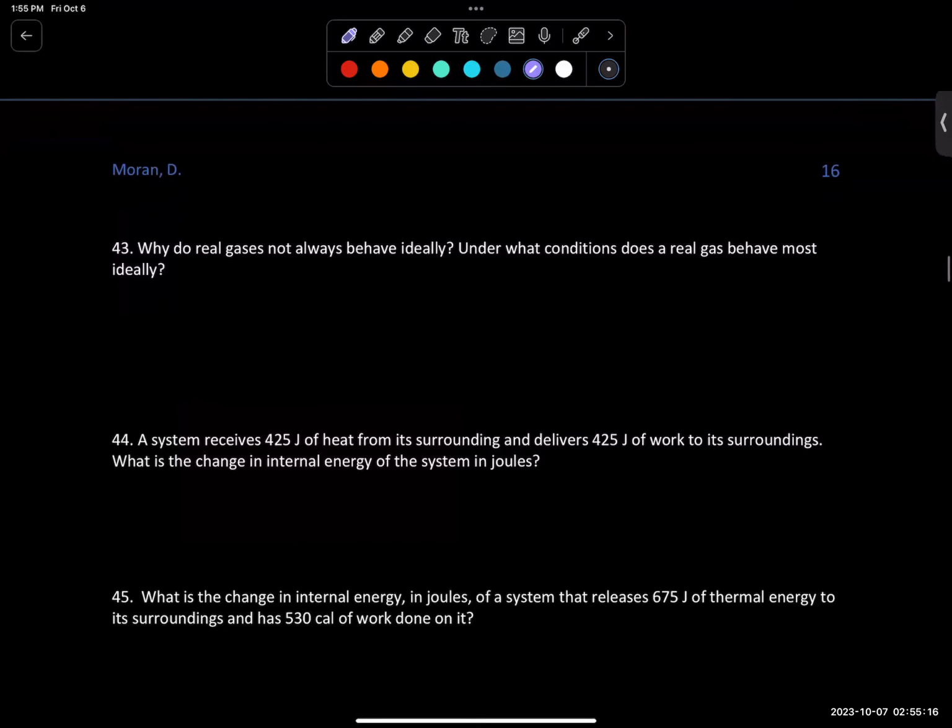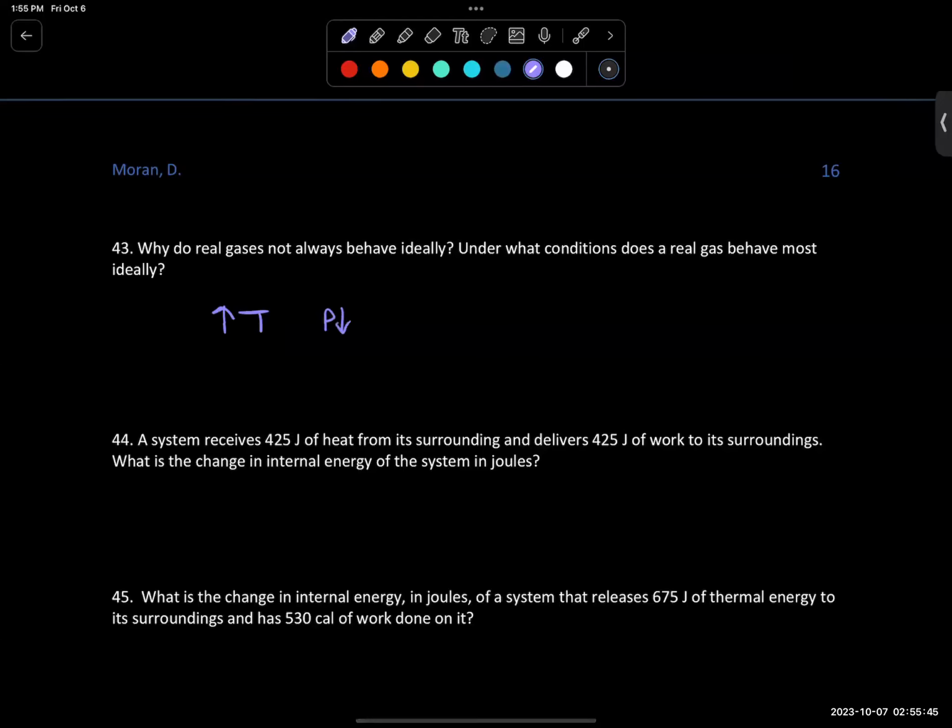And so 43 is just going back to what David was talking about at the very beginning of class. Or not class, this little session. All right. So gases do not behave ideally, but under what conditions does a real gas behave most ideally in terms of pressure and temperature? High temperature, low pressure.